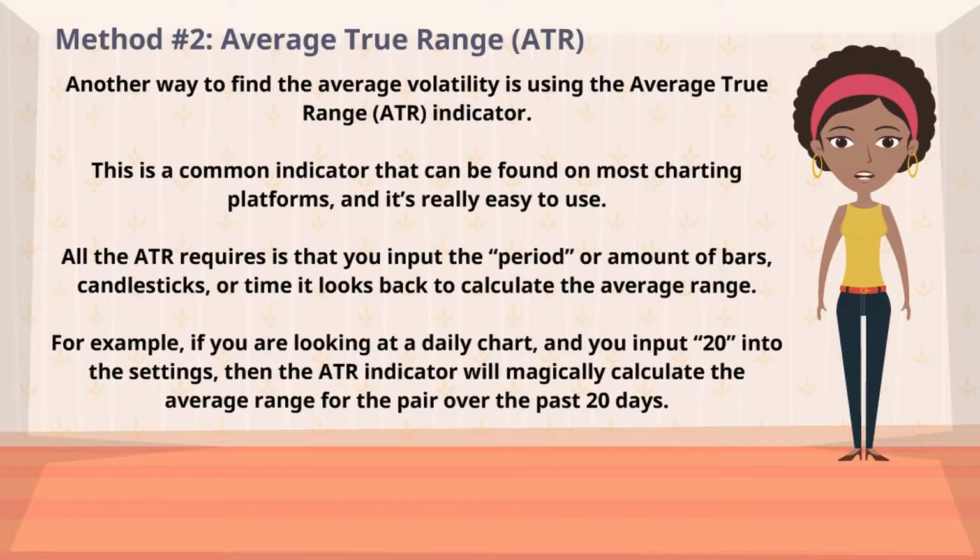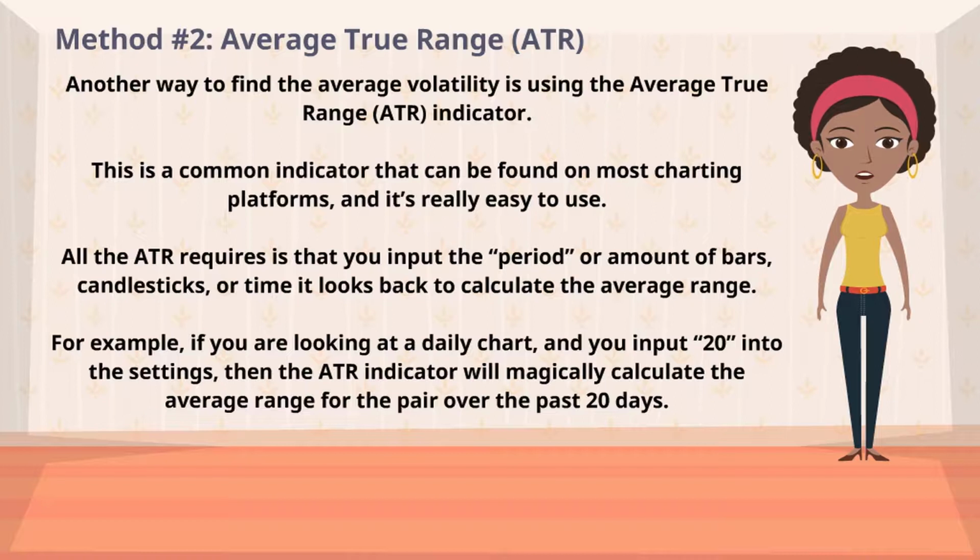Method number 2, Average True Range, ATR. Another way to find the average volatility is using the Average True Range, ATR, indicator. This is a common indicator that can be found on most charting platforms, and it's really easy to use. All the ATR requires is that you input the period, or amount of bars, candlesticks, or time it looks back to calculate the average range.